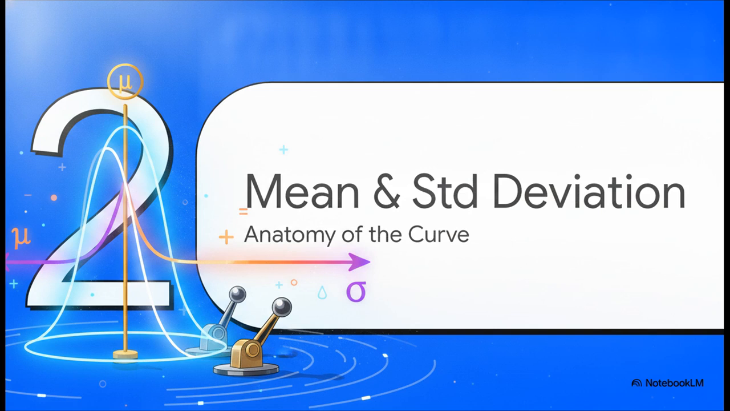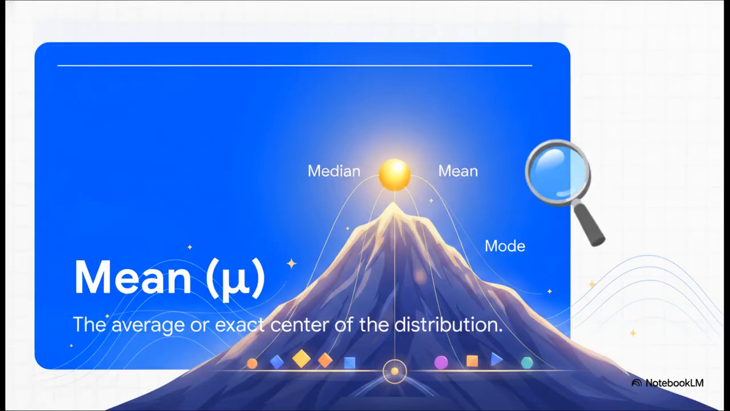Let's look at the anatomy of this curve. So every normal curve is basically controlled by two mathematical levers. The first lever is the mean, which we represent with the Greek letter mu. You can think of this as the exact center of gravity for our dataset. It is the absolute peak of our mountain. And what's truly elegant about a perfect normal distribution is that the mean is exactly equal to the median, the middle value, and the mode, which is the most frequent value. Everything balances perfectly right at this central point.